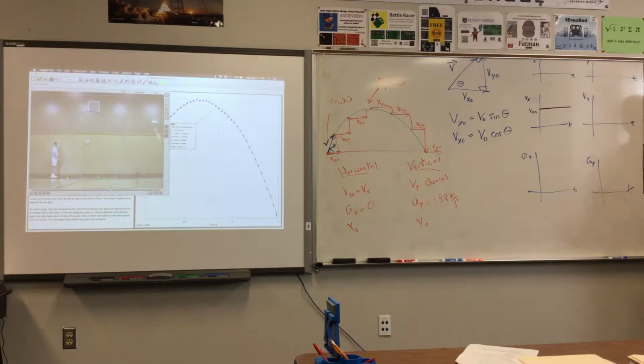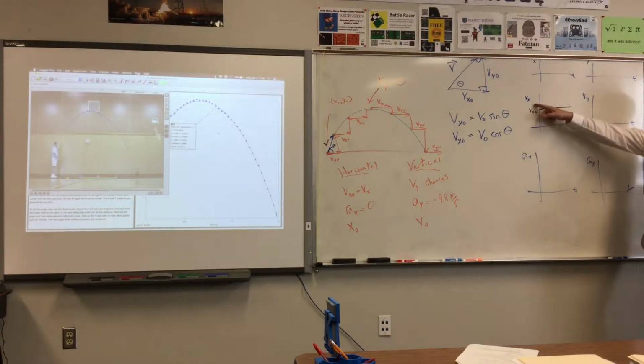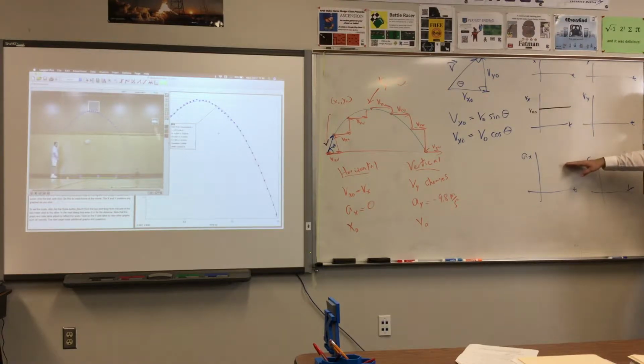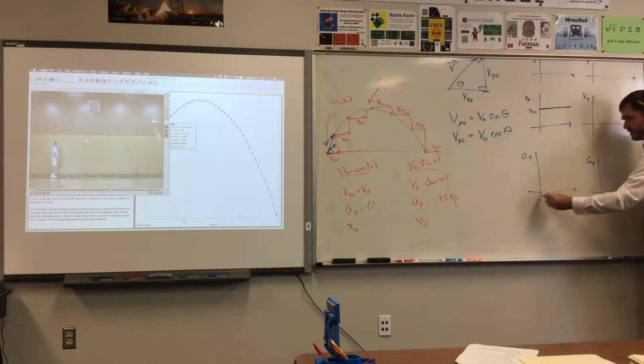Vx not, or Vx. Done. Sorry, acceleration, that's the one you just showed. AX, I mean, acceleration in the x direction. There's no acceleration. It's what now? There's none, so it's 0. It's always 0. Okay, great.